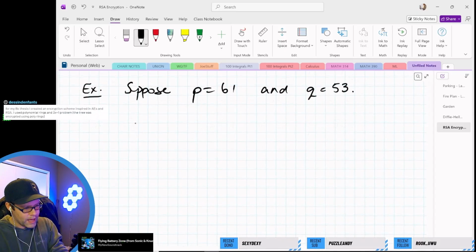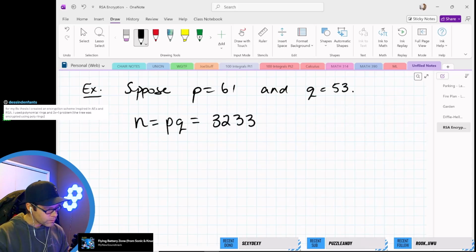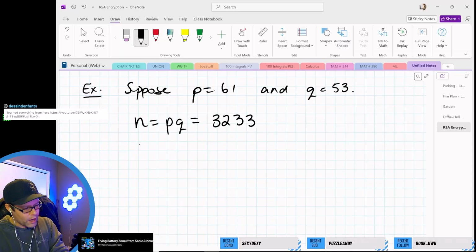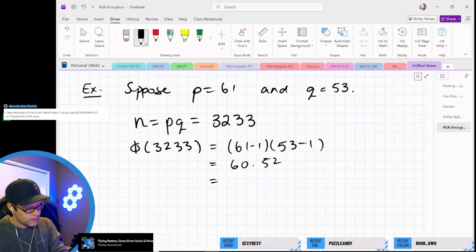All right, so next step here is to calculate n. We're going to calculate n by multiplying p and q together, which is 3,233. And then we're going to go ahead and calculate phi of 3,233, which should be p minus 1 times q minus 1. So it's going to be 61 minus 1 times 53 minus 1, or 60 times 52, which is 3,120.